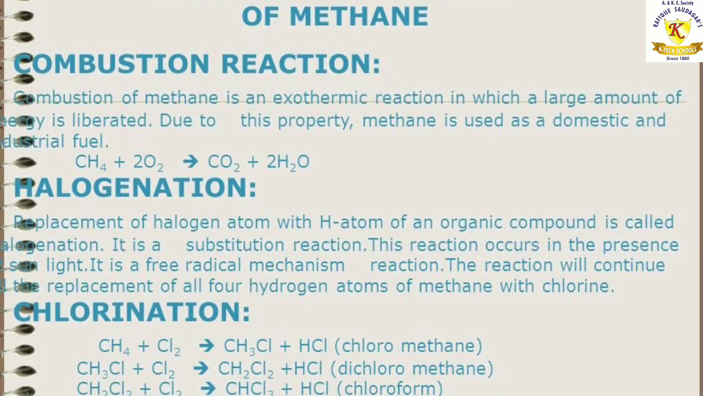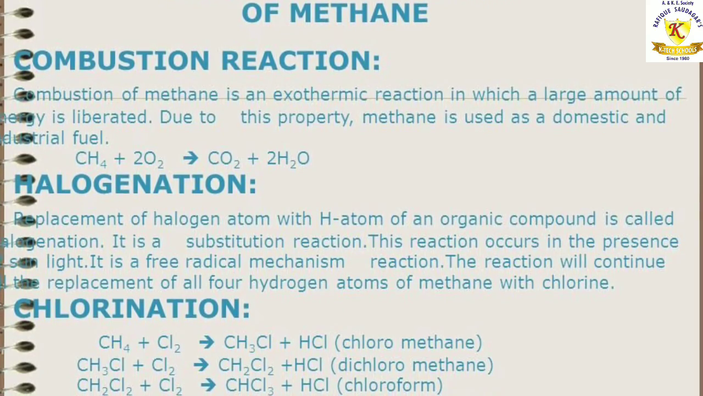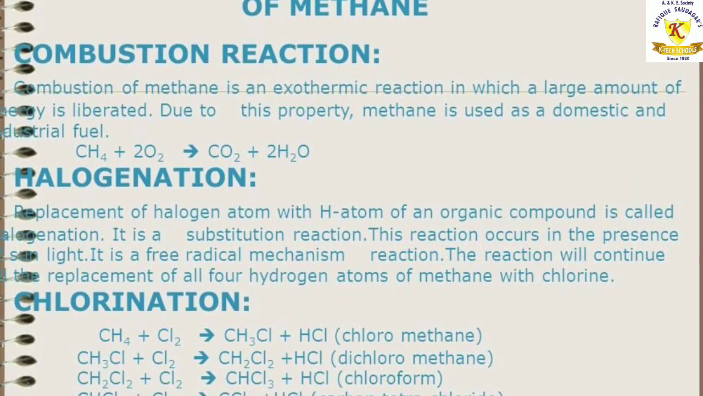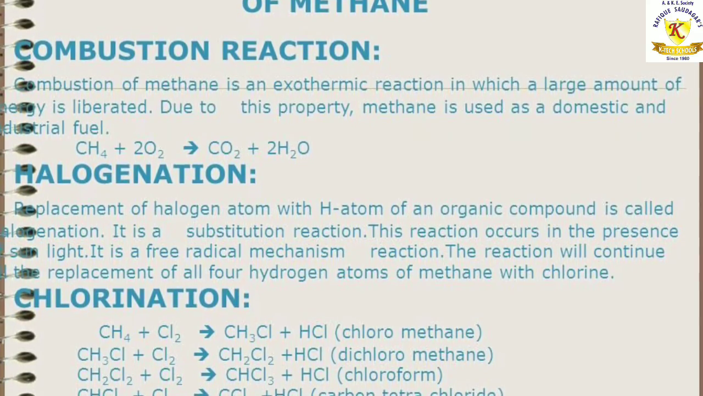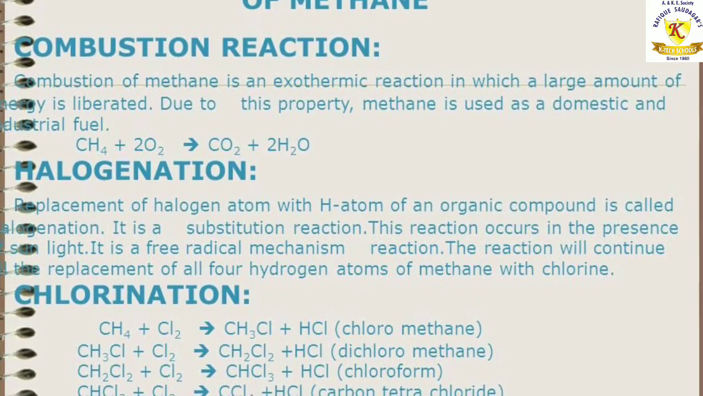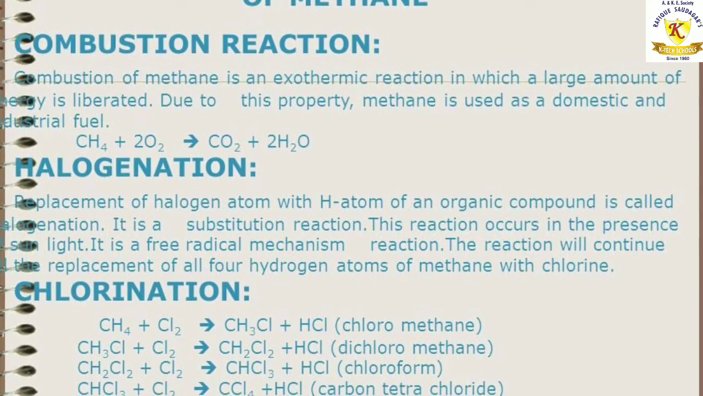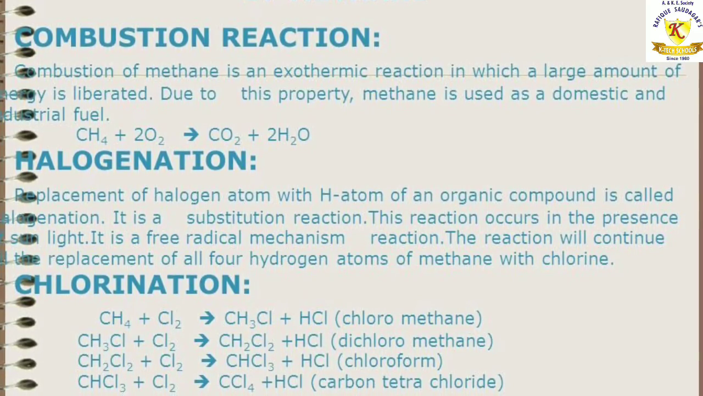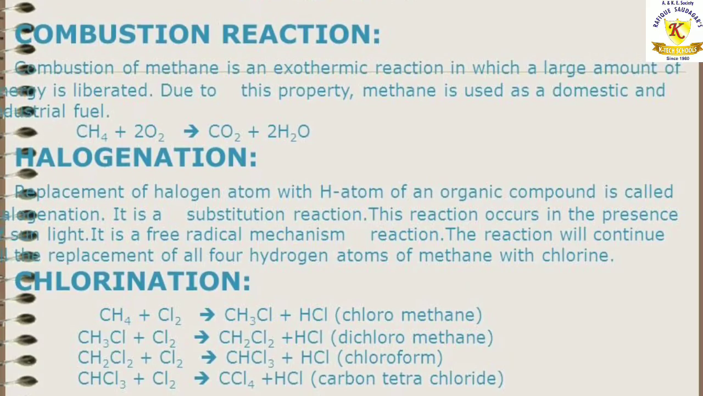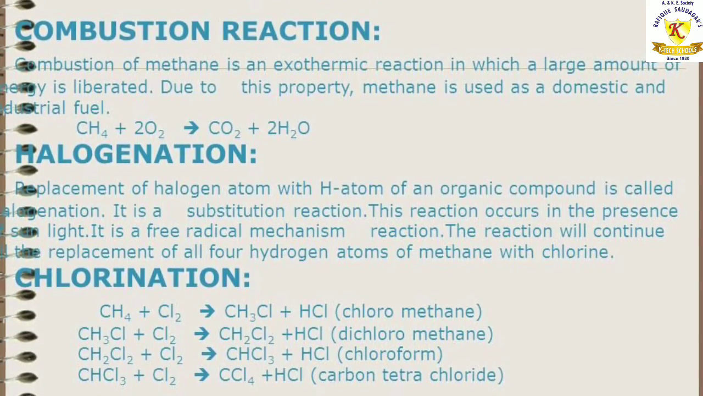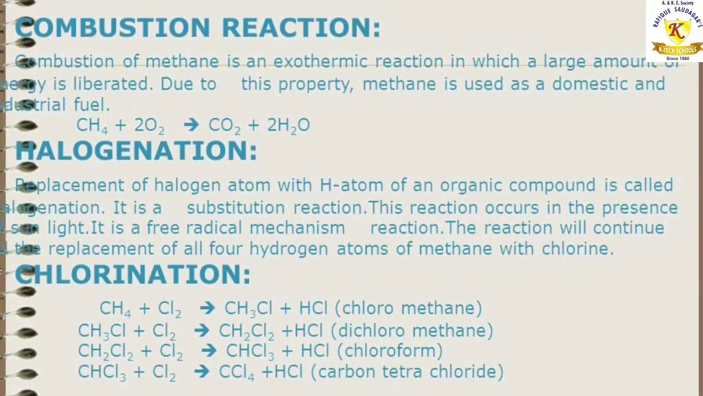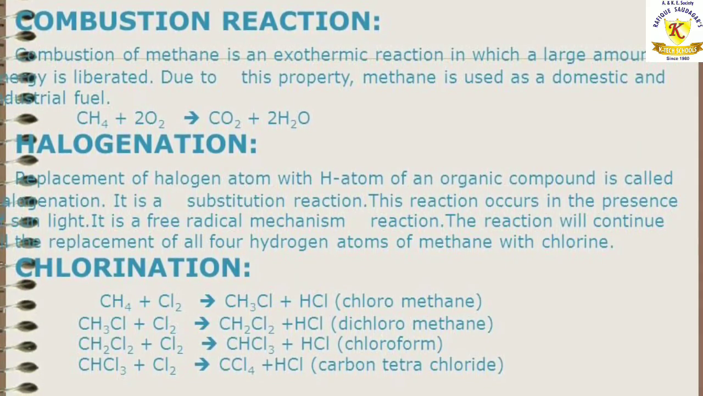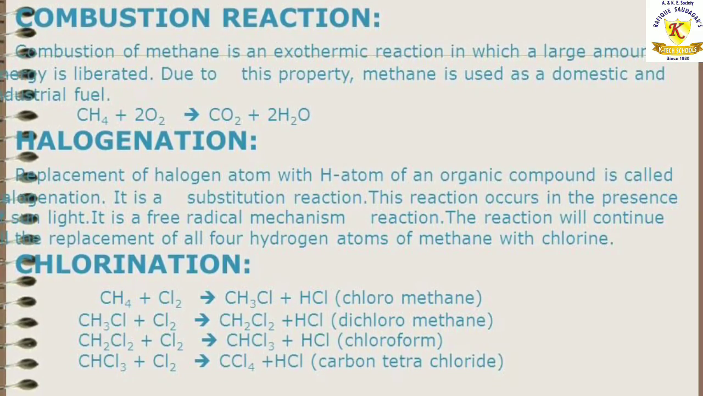Halogenation. Replacement of a halogen atom with a hydrogen atom of an organic compound is called halogenation. It is a substitution reaction. This reaction occurs in the presence of light. It is a free radical mechanism reaction. The reaction will continue till the replacement of all 4 hydrogen atoms of methane with chlorine. And the next property is chlorination.